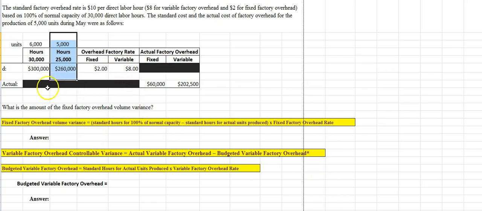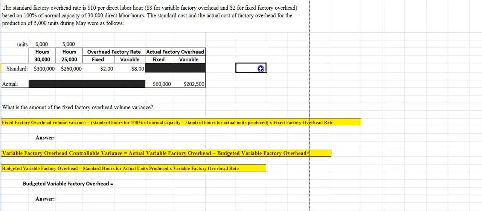Let's see what happened here. I guess the word standard here is not showing. I don't know why. Anyways, this is supposed to say standard here. Not sure why it's not showing up. Standard. Maybe because this isn't wide enough. There you go.